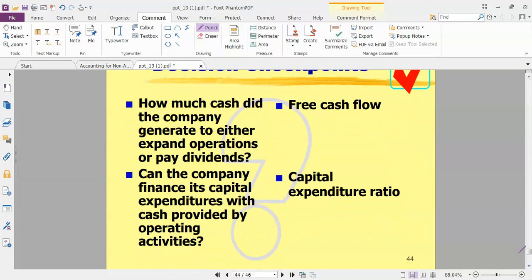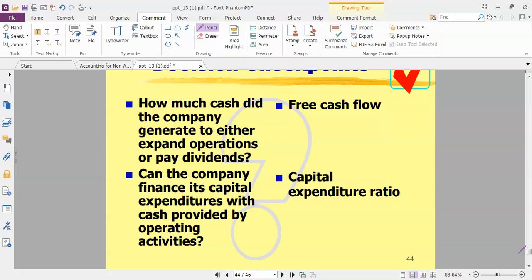And then, can the company finance its capital expenditure with the cash provided by operating activities? Is that enough for the company to use the cash to expand, to finance the capital expenditure? What is the capital expenditure? I said to you before, you use the cash to purchase non-current assets, long-term assets, for example machineries and equipment. That is all capital expenditure.